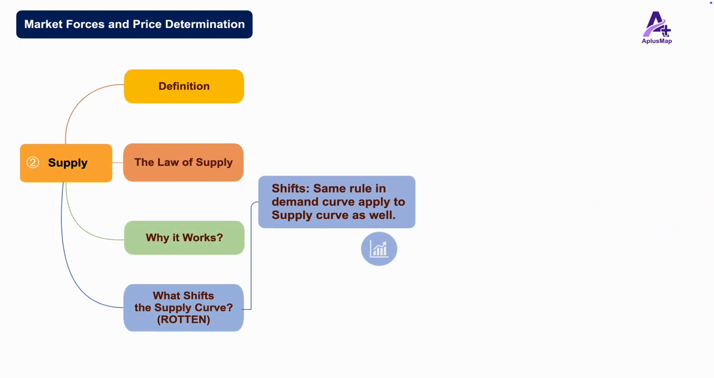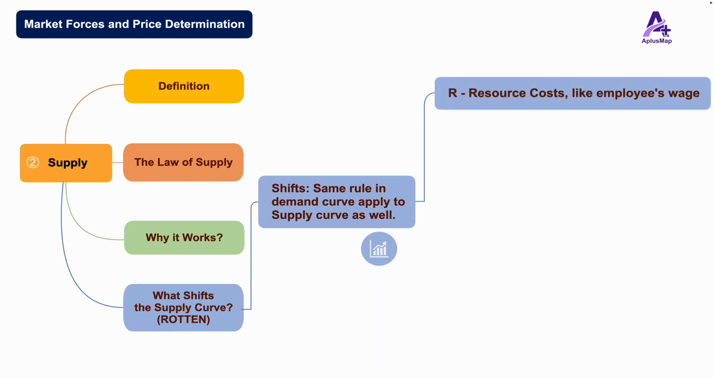And we have another mnemonic for these supply shifters, ROTTEN. Rotten. Doesn't sound very positive. Maybe not, but it works. Let's go through it. R is for resource costs. Input costs, basically, like wages, materials, energy. If those go up, it costs more to produce, so supply decreases. The curve shifts left. Makes sense.